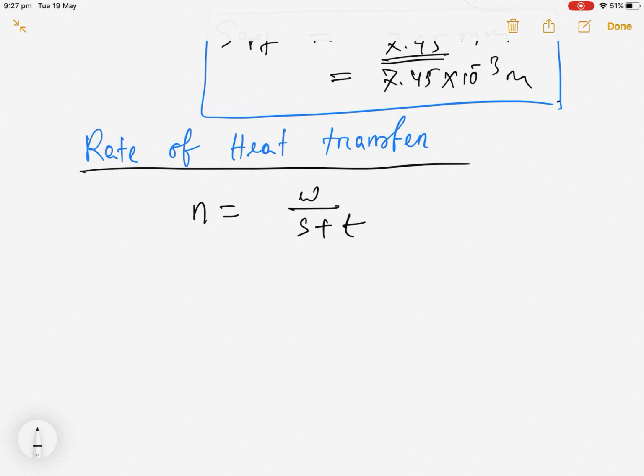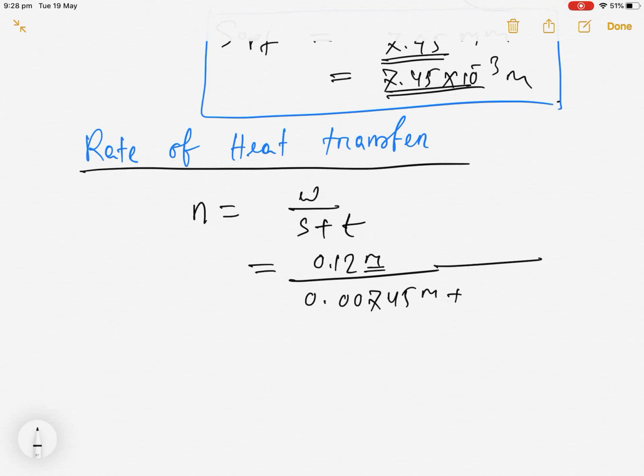So N is equal to W over S plus T. W is the width. It is 1.2 meter wide. And S is the spacing we just calculated. As we are using meters, let's use this value in meters: 0.00745 meter, and the thickness, 1 millimeter, 0.001 meter. So that means we will get approximately 14 fins here.